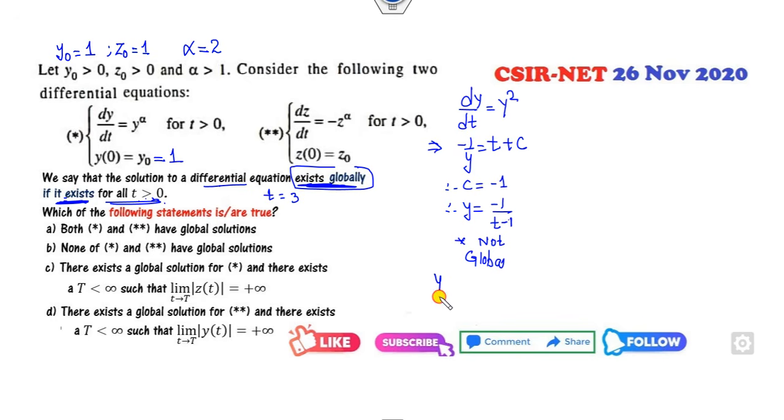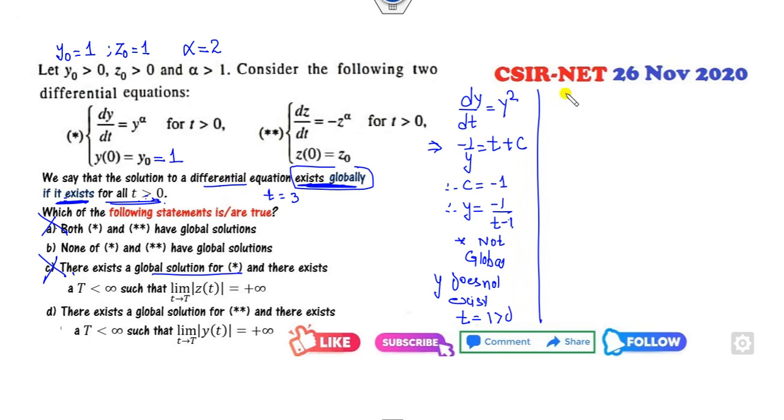Clearly, y does not exist when t is equal to 1, which is greater than 0. So that means this is not global. There exists a global, wrong answer. Fine. Now look at the right hand side.